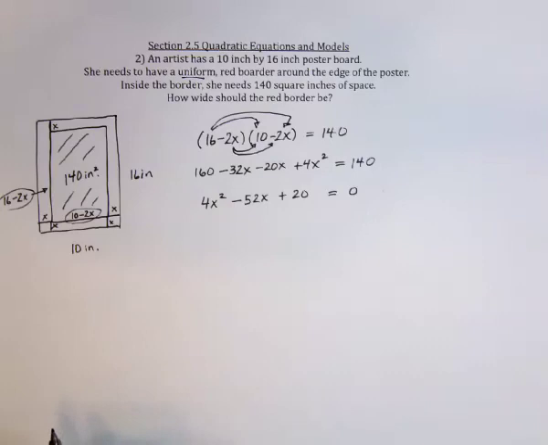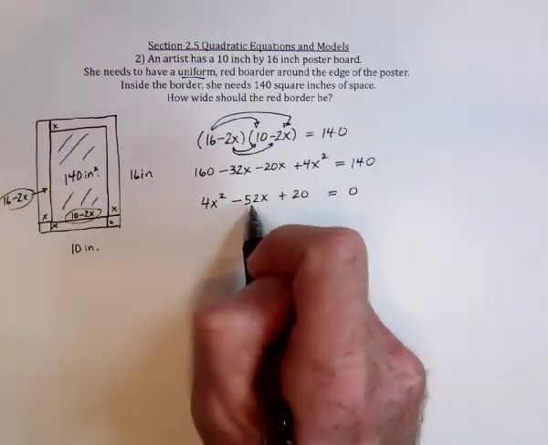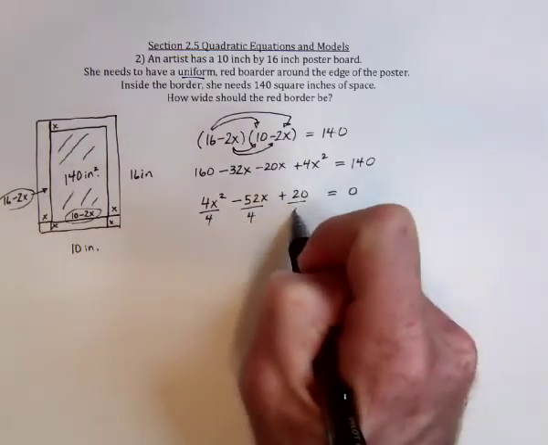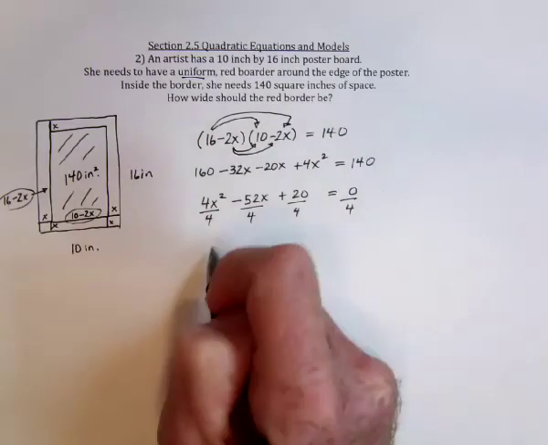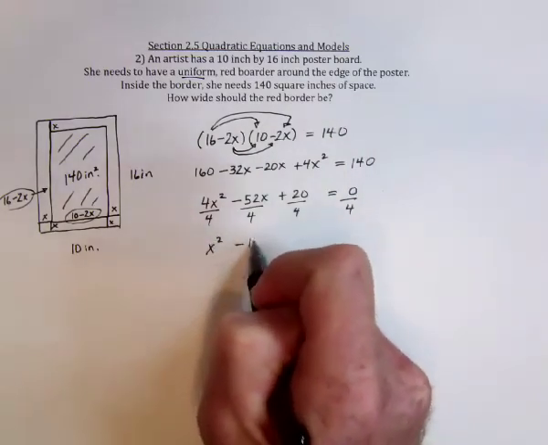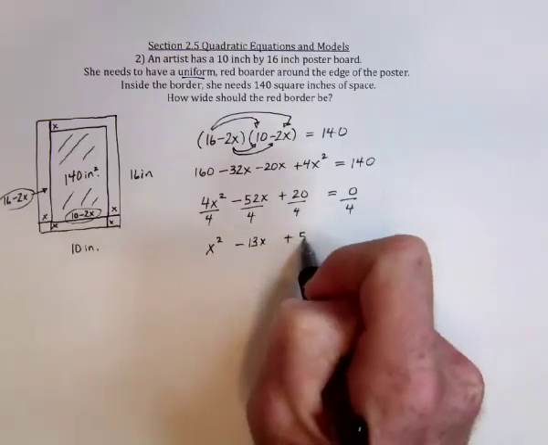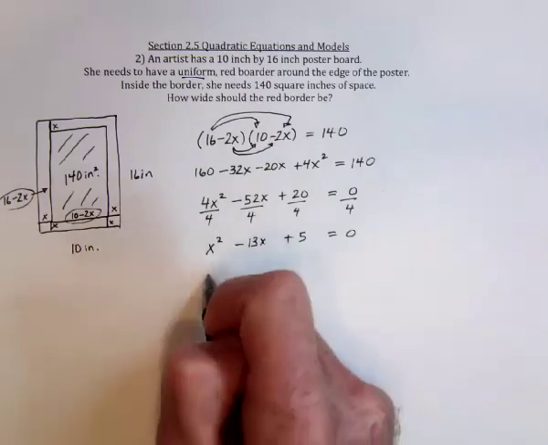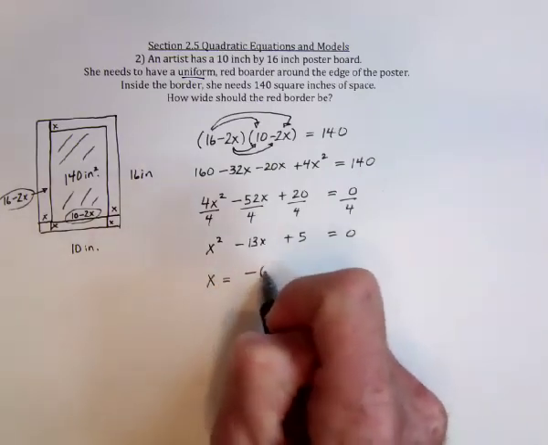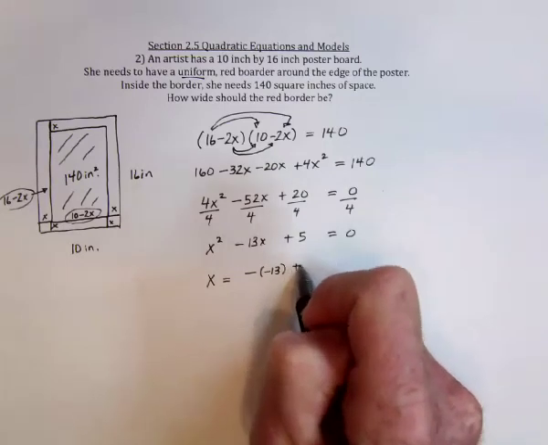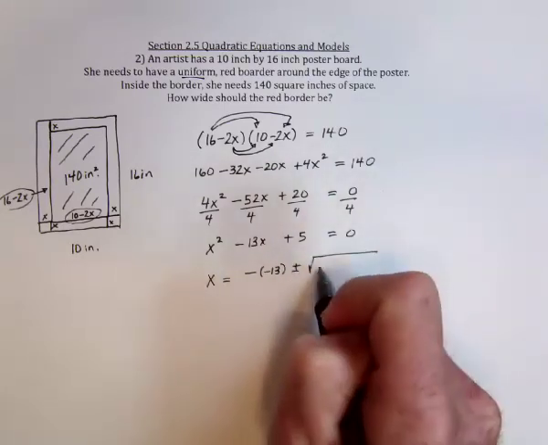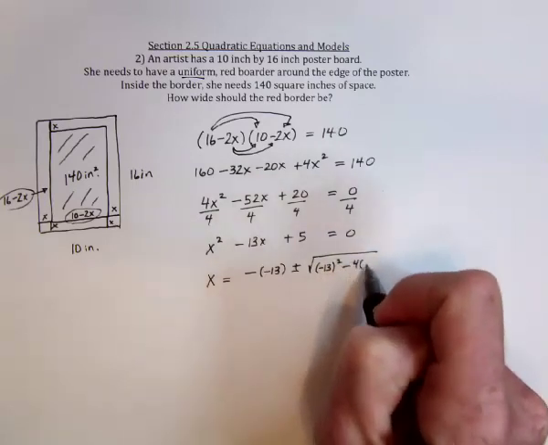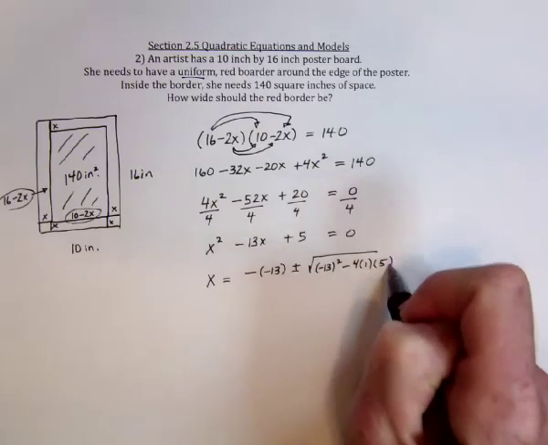And before doing the quadratic formula, I think I'm going to divide everything by a 4, since that would reduce it, making the work a little bit easier from then on. So we've got x squared minus 13x plus 5 is equal to 0. And then the quadratic formula. X is equal to negative b plus or minus the square root of b squared minus 4 times the a, which is a 1, and the c, which is a 5.